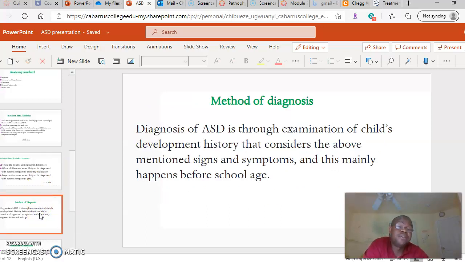So the method of diagnosing this condition is basically examining the child's developmental history, as mentioned above, probably using a sensory profile or other diagnostic tools just to check if they had delays in their development and in how they function, because those symptoms are basically what gives the diagnosis.